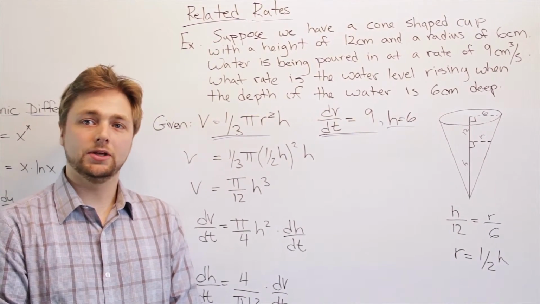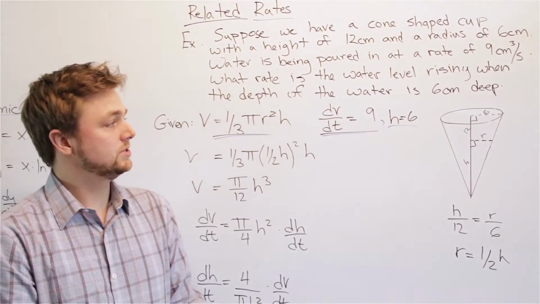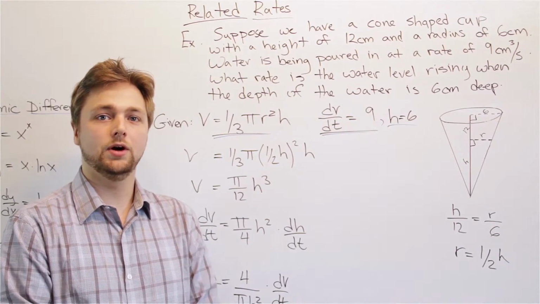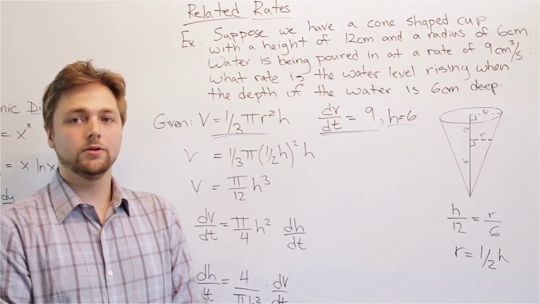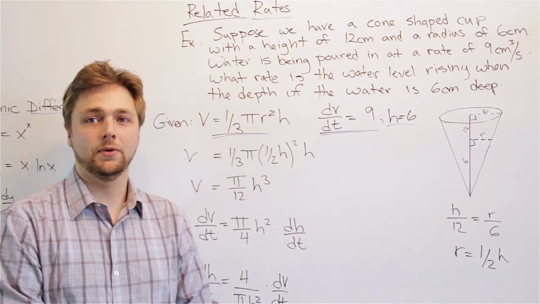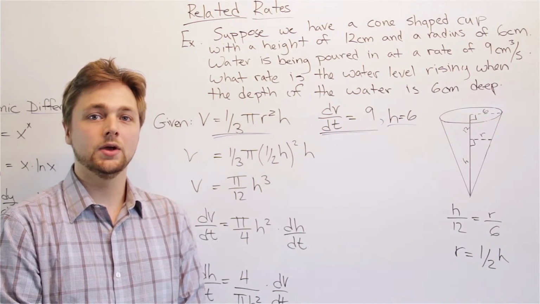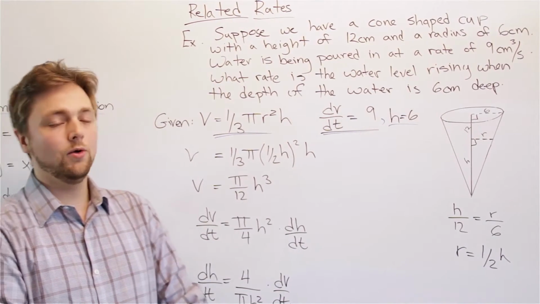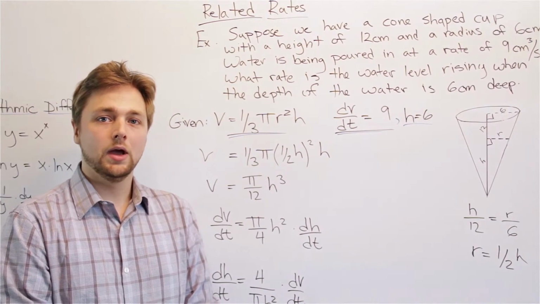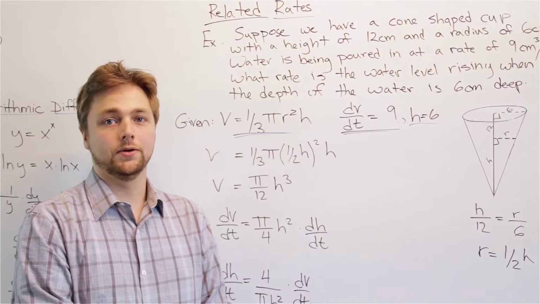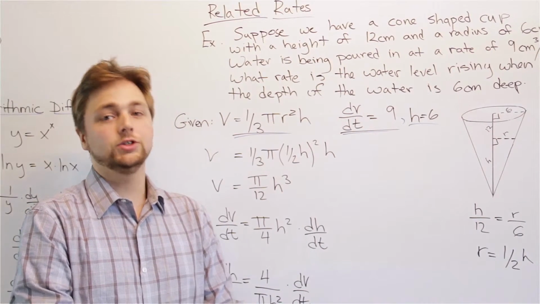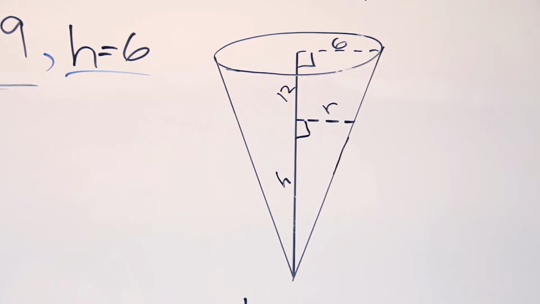Suppose we have a cone-shaped cup. That cup is of dimensions, height of 12 and a radius of 6. If water is slowly being poured into the cup at a rate of 9 centimeters cubed per second, we want to determine how quickly the water level is rising at the point where the depth of the water is 6. Well, how should we approach this problem? We should always start with a diagram.